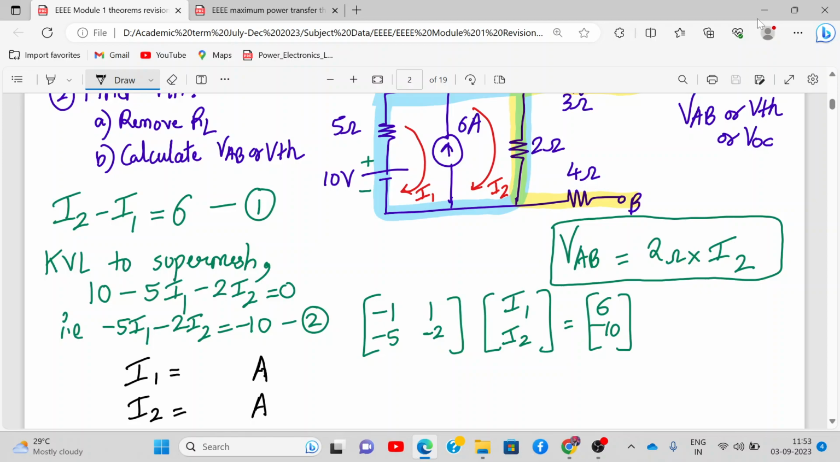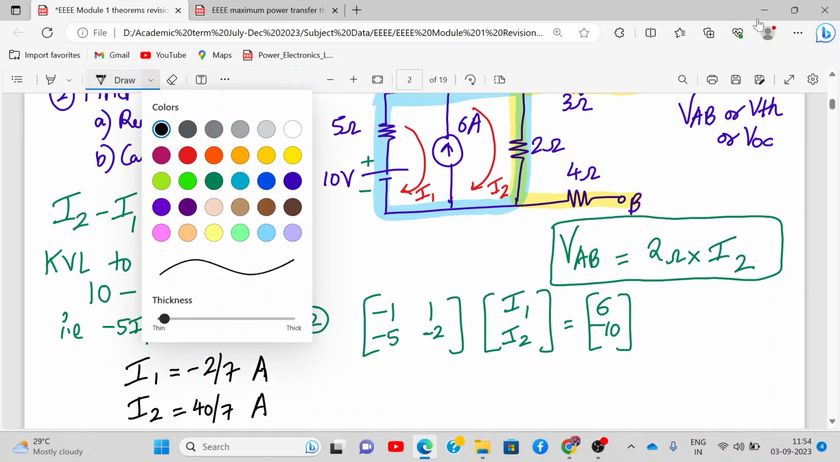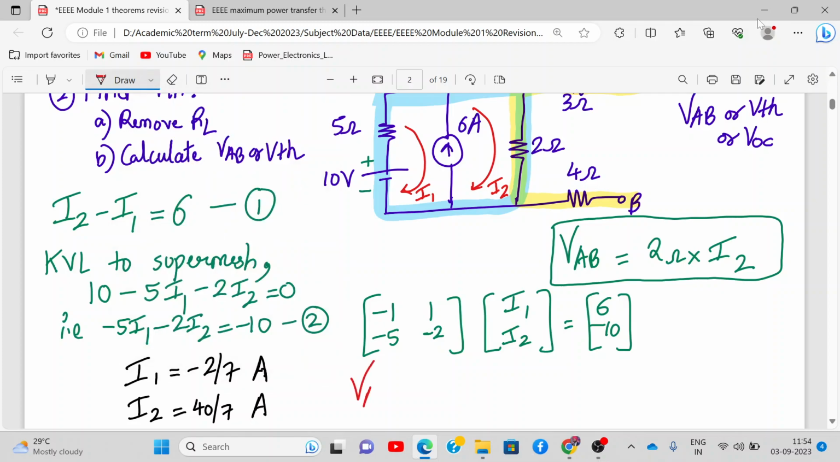Anyone, what's the answer? I1 is minus 2 by 7 amperes, and I2 is 40 by 7. All right. So now, once we got I1 and I2, next we'll calculate VAB.